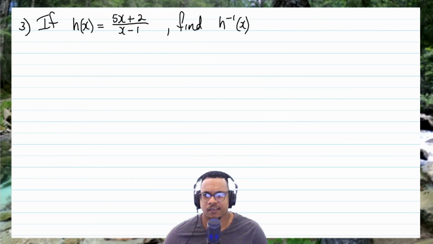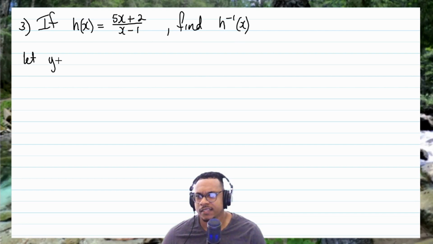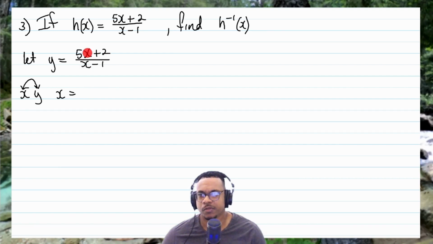So in this question I have h of x is equal to 5x plus 2 divided by x take away 1. And we want to find h inverse x. So I'll let y be equal to my function. Then I'll interchange x and y. So where I have y, I'll put x. And where I have x, I'll put y. So it doesn't matter that you have x occurring twice, you replace them with y.